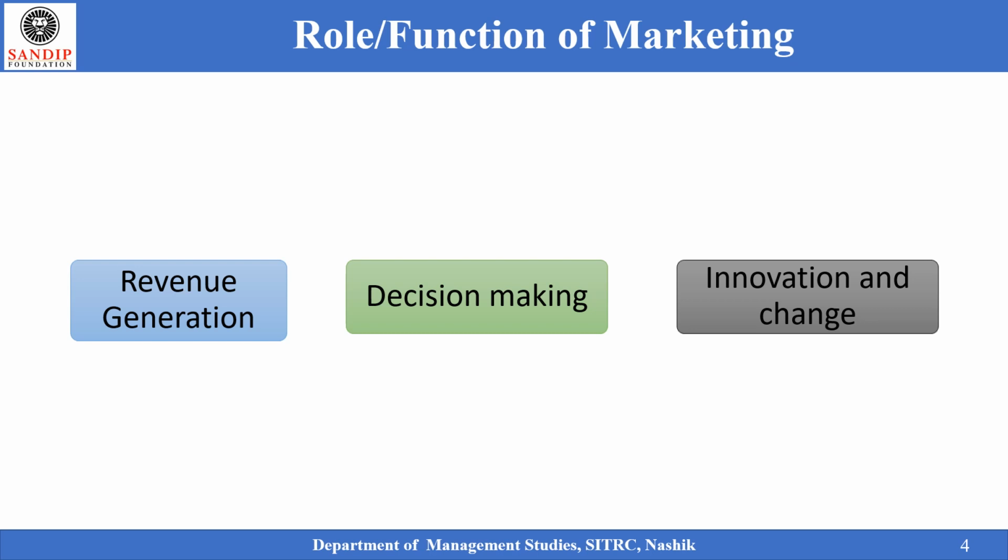There needs to be innovation and change because the markets are changing, and understanding those changes or trends in the market lays the foundation for innovation and change in the organization. Designing products in the future, everything comes from the insights provided by the marketing function. So these are the three functions which marketing does: revenue generation, decision making, and then innovation and change based on the data which is gathered.